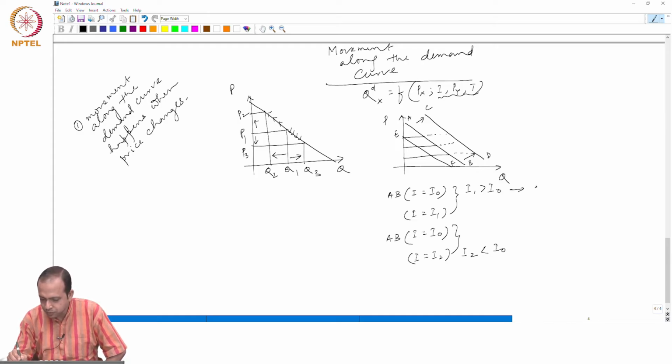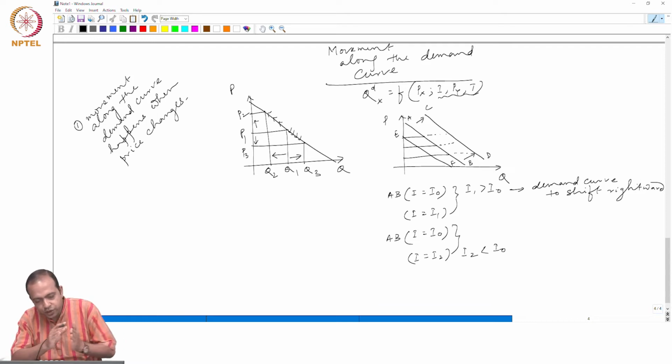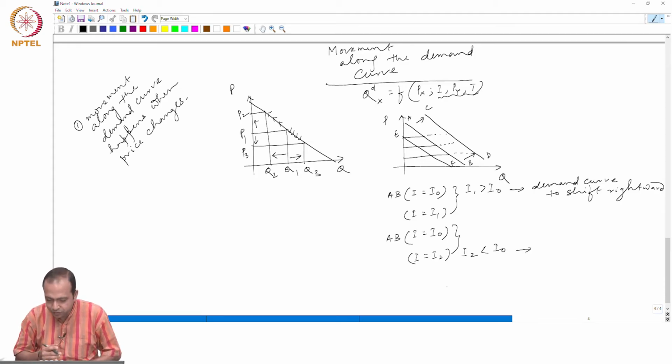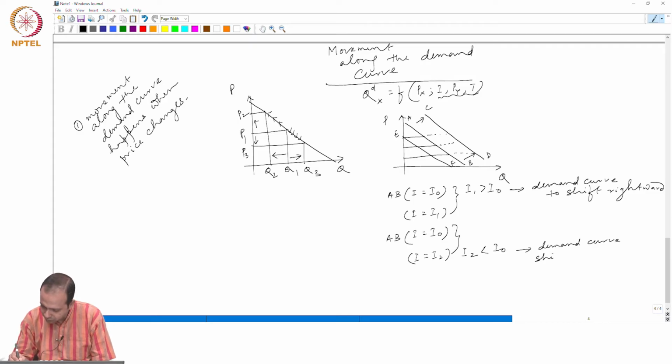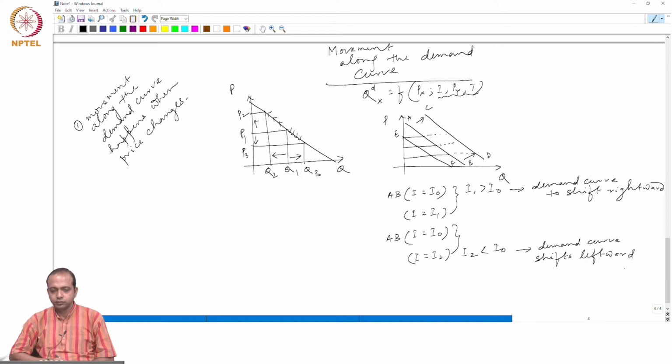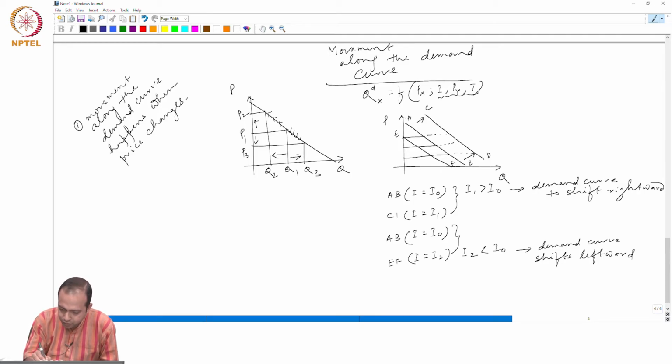So, this causes demand curve to shift rightward. That means when it is shifting rightward, consumers are buying more, and when the income is falling from the initial level, then demand curve shifts leftward. Okay, this is corresponding demand curve, this is corresponding demand curve.